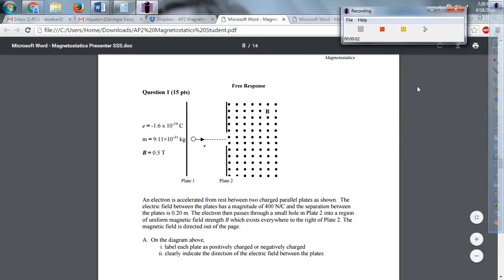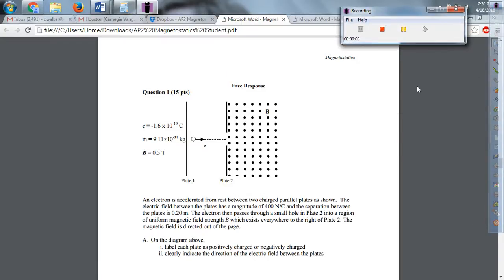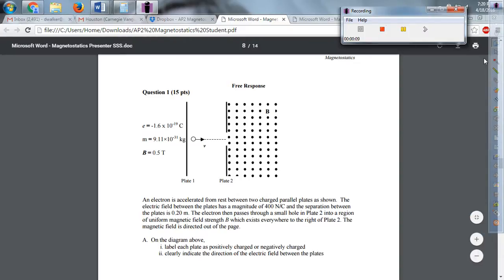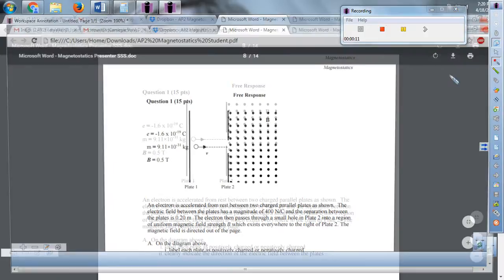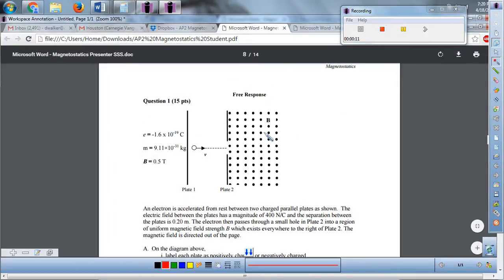Okay, so I'm going to try to record the free response question 1 for magnetostatics. Okay, so it looks like we have a magnetic field coming out of the page. We have a region right here. We're going to shoot an electron through, and the magnetic field has a strength of 0.5 Tesla, and they give us the mass of the electron. All right, and they want to know a couple of things.